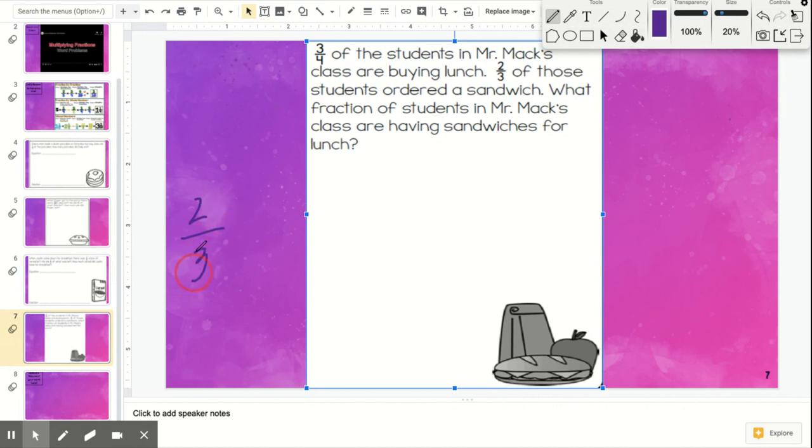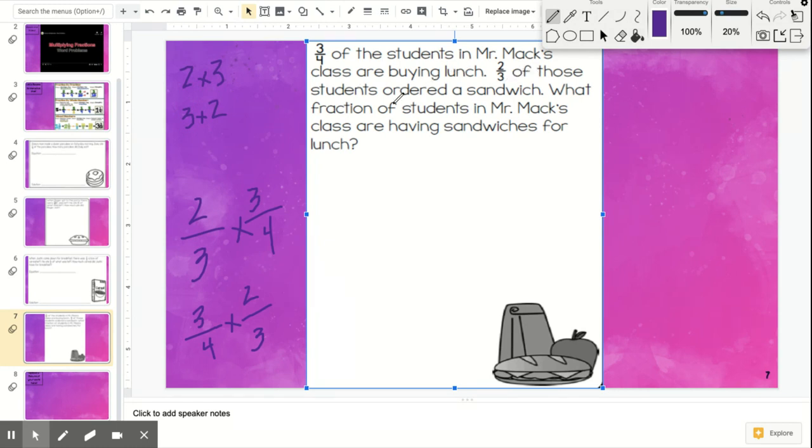If you set your problem up as 2/3 times 3/4, or if you did 3/4 times 2/3, it doesn't matter. You are going to get the same answer because in multiplication, you can switch the order. For example, 2 times 3 is 6, but so is 3 times 2. It didn't matter that I changed the order, right?